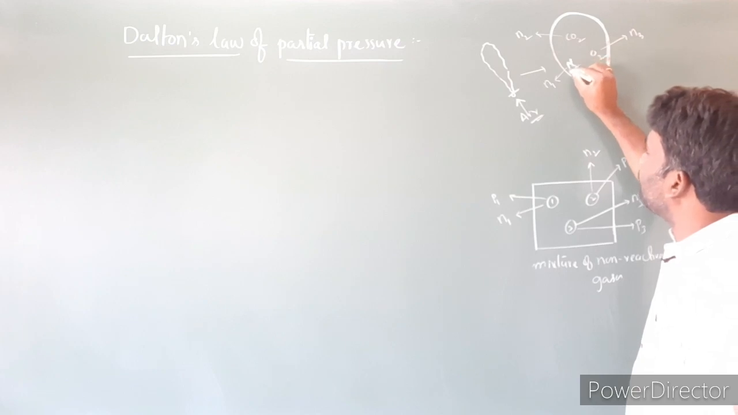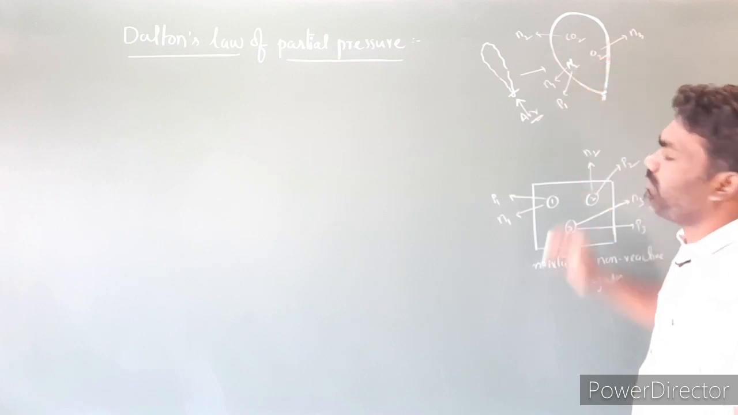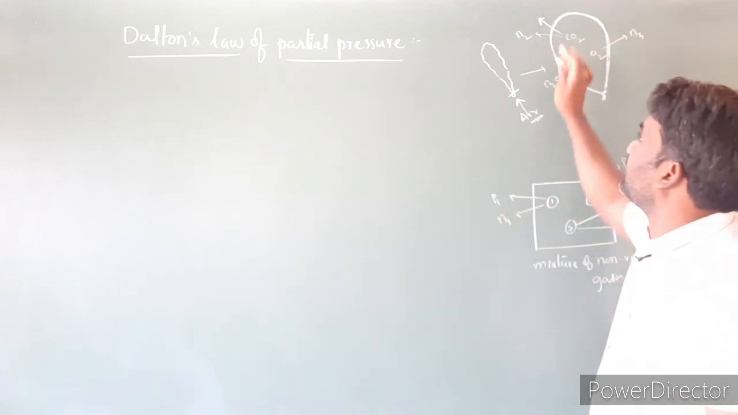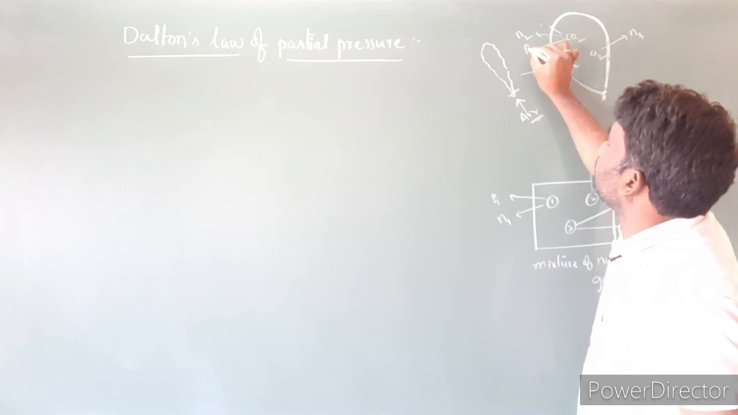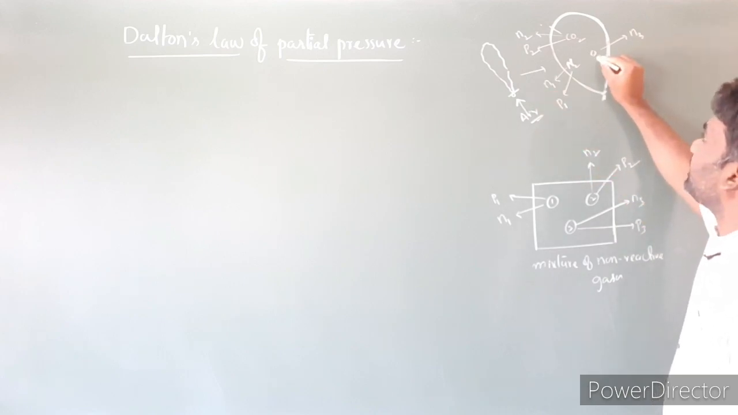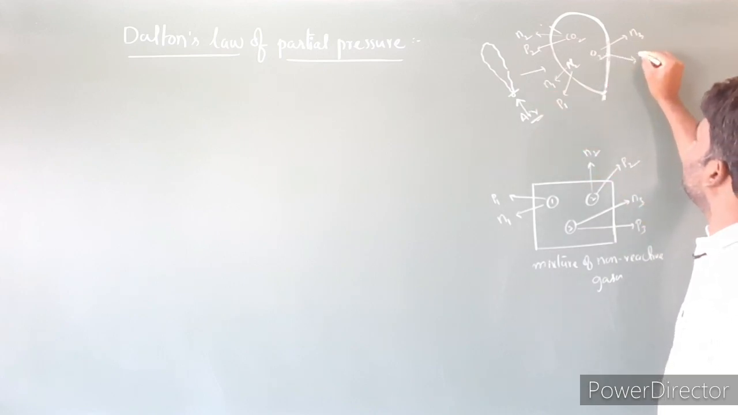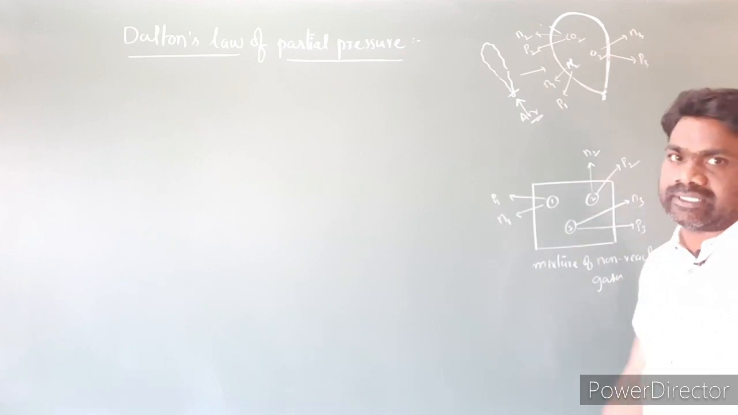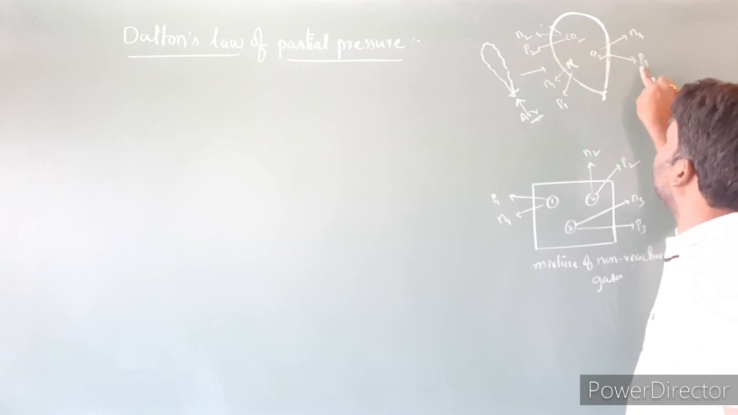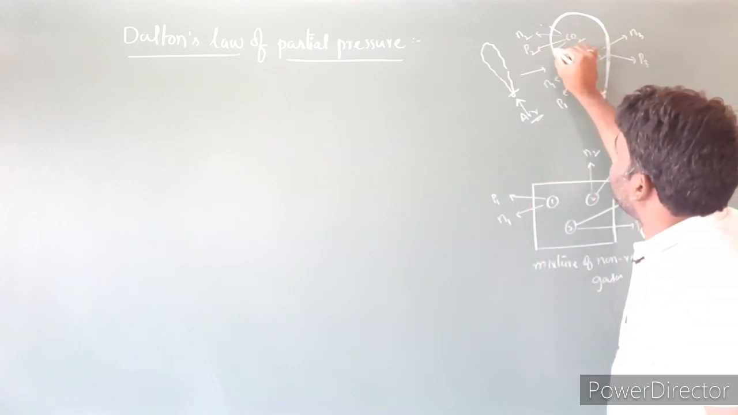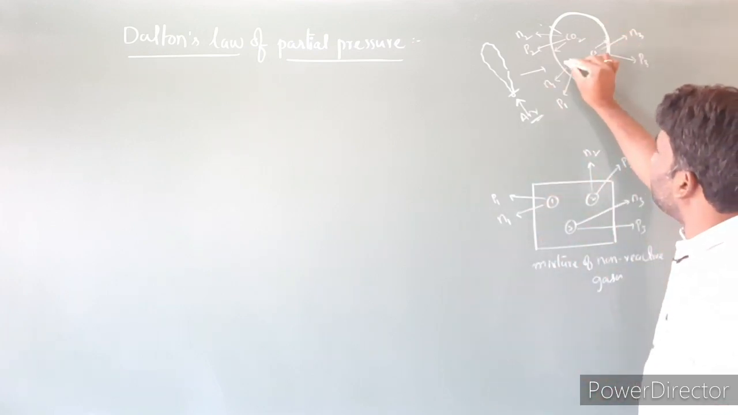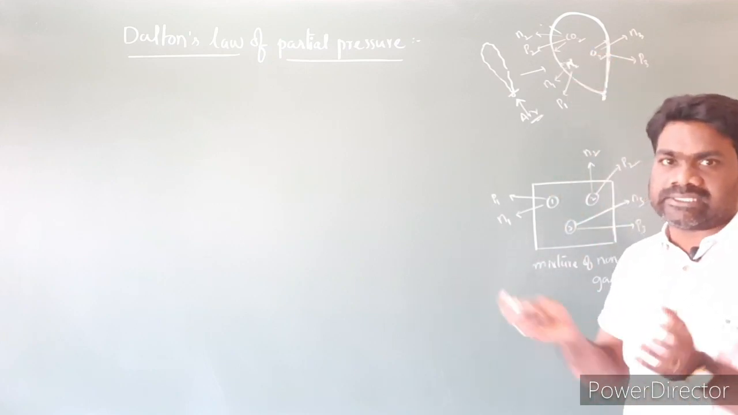The pressure exerted by nitrogen gas alone I am taking as P1. The pressure exerted by the carbon dioxide gas I am labeling as P2. The pressure exerted by the oxygen gas is P3. So the partial pressure of nitrogen is P1, of carbon dioxide is P2, and of oxygen is P3. Carbon dioxide exerts pressure upon the walls of the container, oxygen exerts pressure on the walls, and nitrogen also exerts pressure upon the walls. All the gases exert pressure.